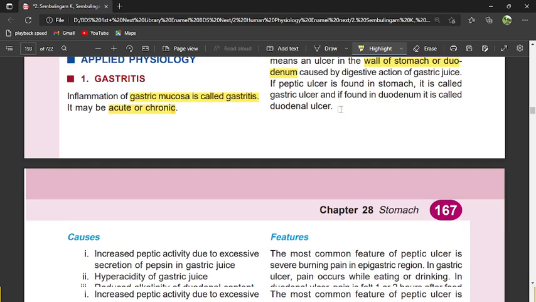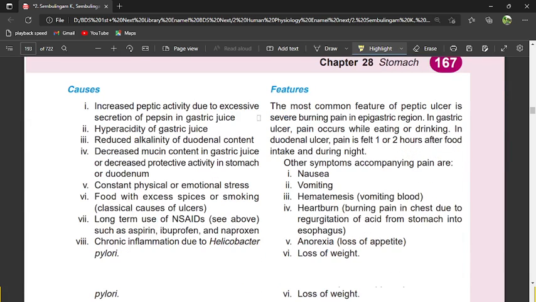Okay, that is caused by the digestion action of the gastric juice. When a peptic ulcer is found in the stomach, if it is seen in the stomach, it is called a gastric ulcer. If it is seen in the duodenum, it is called a duodenal ulcer.